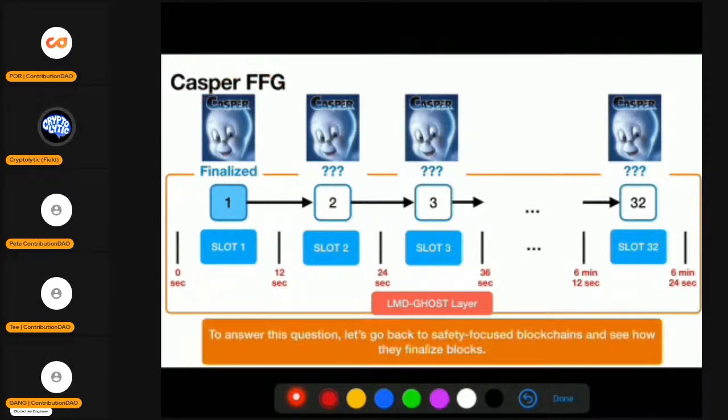To answer this question, we have to go back to the concept of safety-focused blockchains, like Tendermint or Monad BFT, the two-phase voting protocol, to see how often we should finalize the slot, and you will see that it fits quite perfectly in the LMD GHOST protocol.